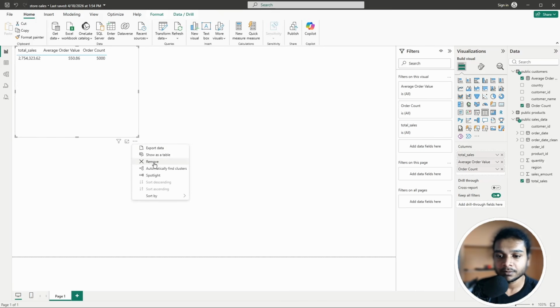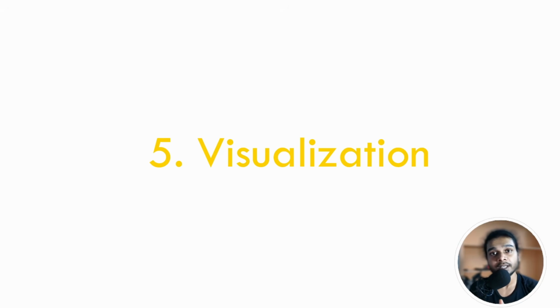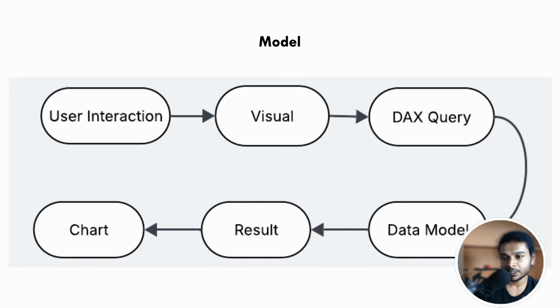That's how measures work. Our fifth topic is visualization. Visuals in Power BI are not just visuals. They act like query generators. They generate DAX queries to run on data models, then they retrieve the results, and then they render the output. Well, the visual model would look something like this. Any interaction from the user on the visual will be executed as a DAX query on the data model, and the result will be shown in the chart at the end. That's how the model works.